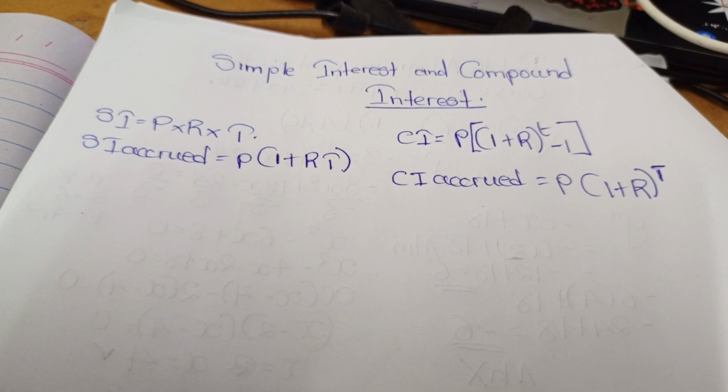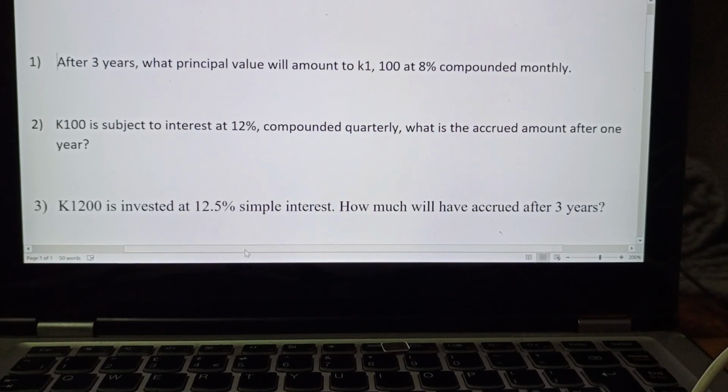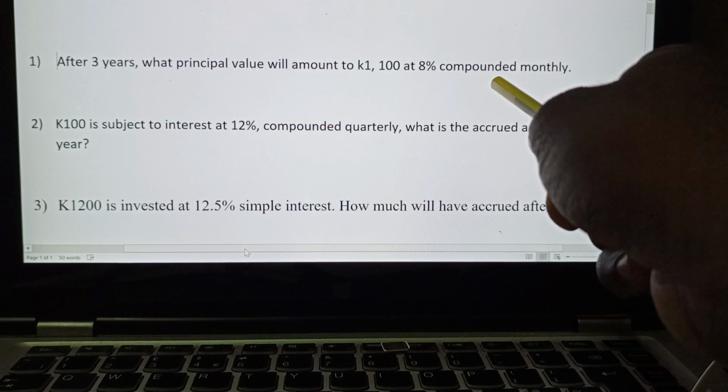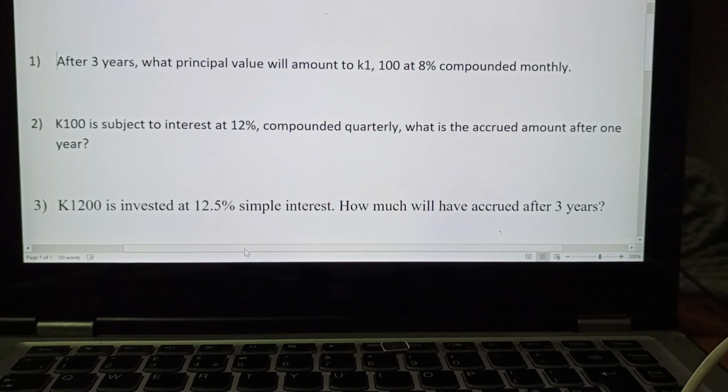So with me, I have three examples to cater for both simple interest, simple interest accrued, and compound interest. These are the three questions. We have the first one there, which reads, after 3 years, what principal value will amount to 1,100 at 8% compounded monthly? So remember, we have looked at compounding in other videos where we said the rate will be divided by M and the time will be multiplied by M.